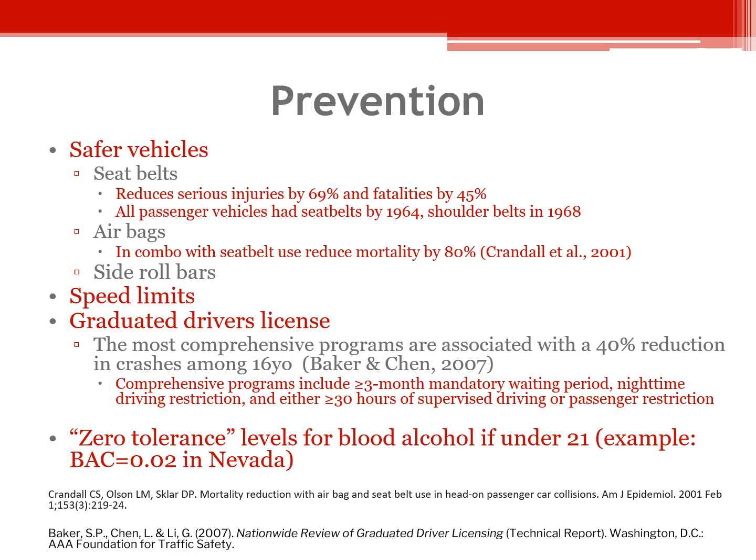When we talk about prevention of injuries and fatalities from motor vehicle collisions, one of the most important preventive strategies is actually making safer vehicles. And we have made safer vehicles. We know that seat belts, if properly worn, reduce serious injuries by 69%. They reduce fatalities by 45%. Since 1964, all passenger vehicles in the U.S. have had seat belts. Now, shoulder belts weren't added until 1968, partly under pressure from Ralph Nader and Unsafe at Any Speed.